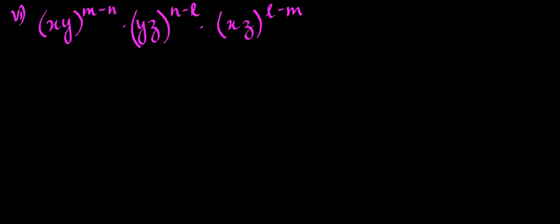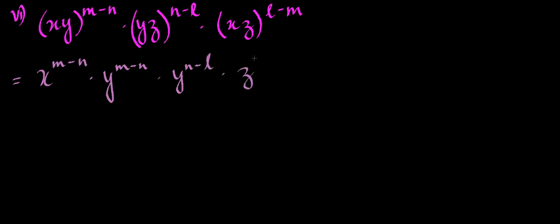Now what are we going to do here? We are going to apply these powers individually to each term inside the bracket. So we'll have x raised to m minus n into y raised to m minus n into y raised to n minus l into z raised to n minus l into x raised to l minus m into z raised to l minus m.